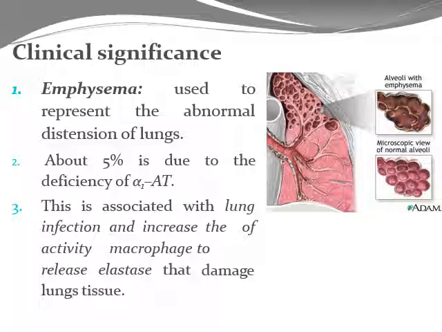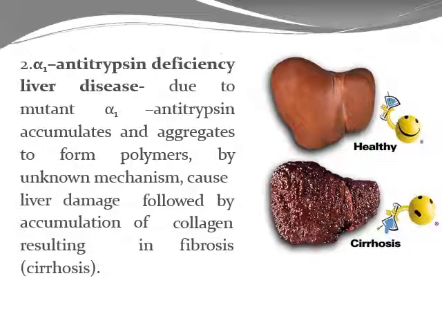So in cases of lung infection or where we have increased activity of macrophages, certain enzymes called elastase can be released, and that can damage lung tissues and thereby may affect the level of alpha 1 antitrypsin. The second clinical significance is that it can cause problems with the liver. Sometimes these proteins, alpha 1 antitrypsins, can get mutated and can form polymers. This may lead to liver damage, mainly due to accumulation of collagen, and may cause liver fibrosis and liver cirrhosis.